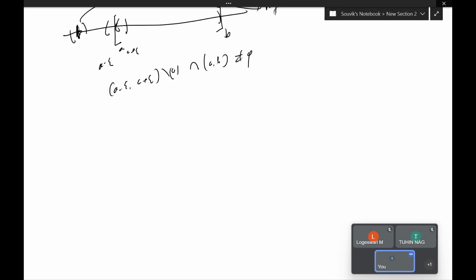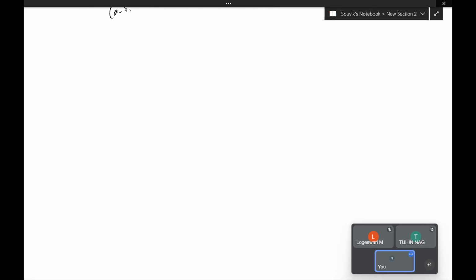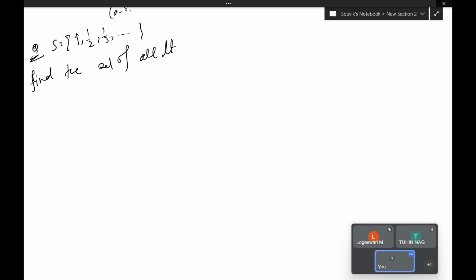So another question is: take S to be 1/2, 1/3, and so on, together with 0. Then find the set of all limit points of S. So the set S is 1/2, 1/3, and so on. We need to check its limits. Can you just think about it for 1 minute? Else I will tell you.